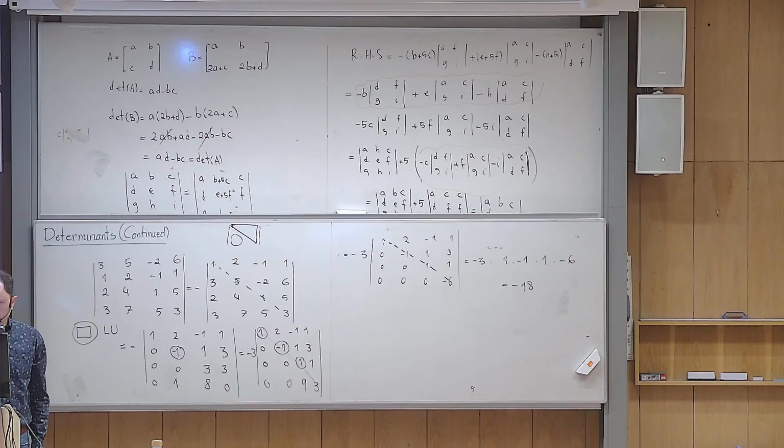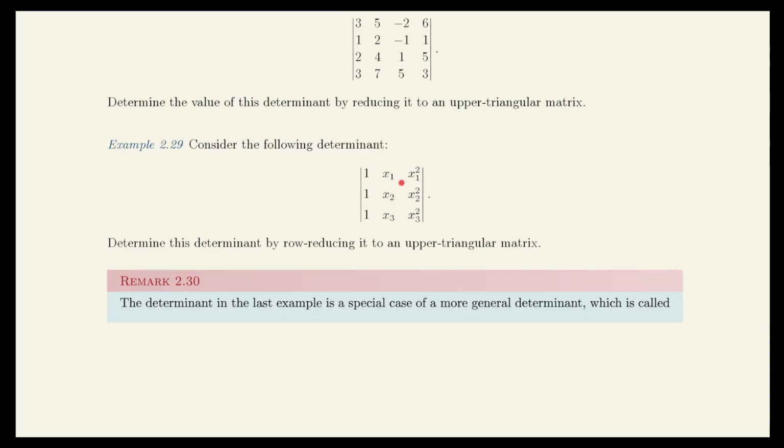Let me solve one more problem, and then there are some theorems left. We will continue later. So this is also a famous determinant. x1 is a real number, x2 is also a real number, x3 is also a real number. On the first column you have 1, 1, 1. On the second column you have x sub 1, x sub 2, x sub 3, and on the third column you have the squares of those.